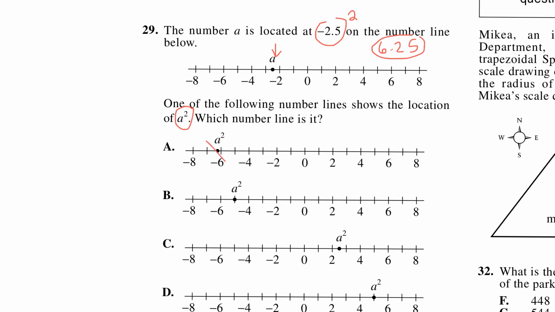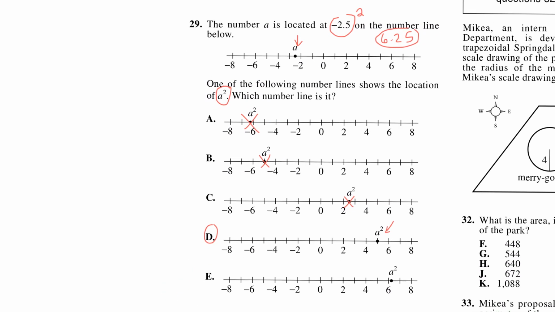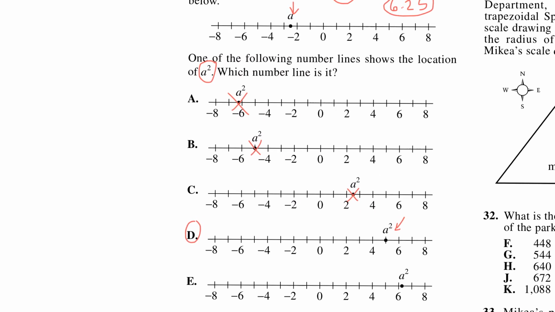So this is negative, can't be that, and this is a negative. This is like 2.5 positive. And this one here is going to be A squared, 2.5 squared. It should be this one right here. And so we're going to go with 29 was D. Actually, that's not D. That doesn't look like 6.25. Oh, there's 4 answers on the ACT. Sorry about that.